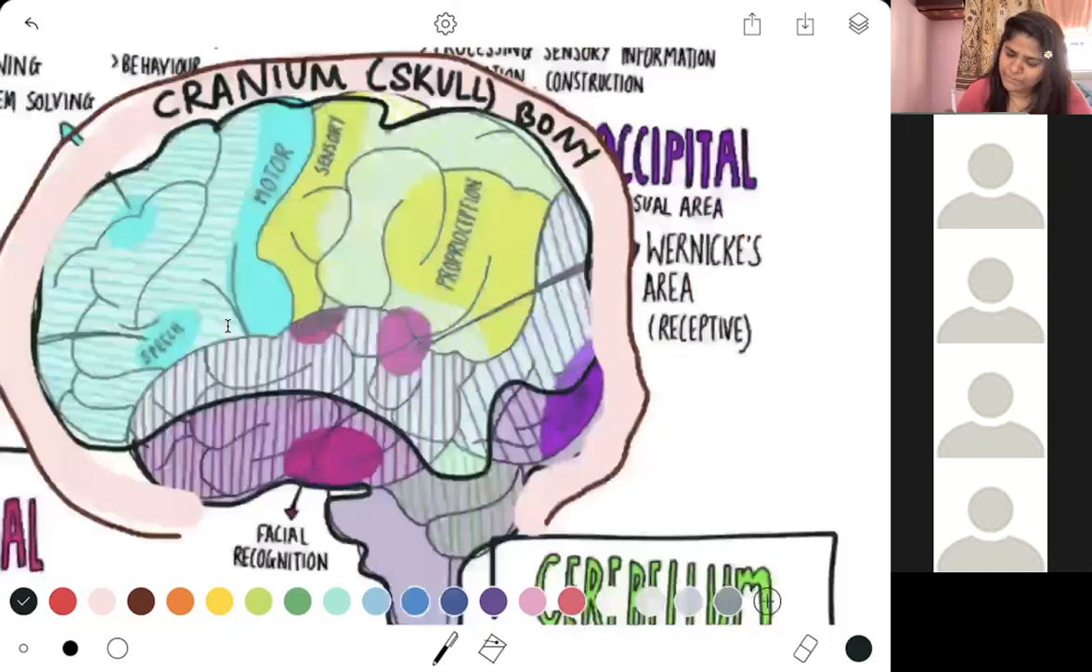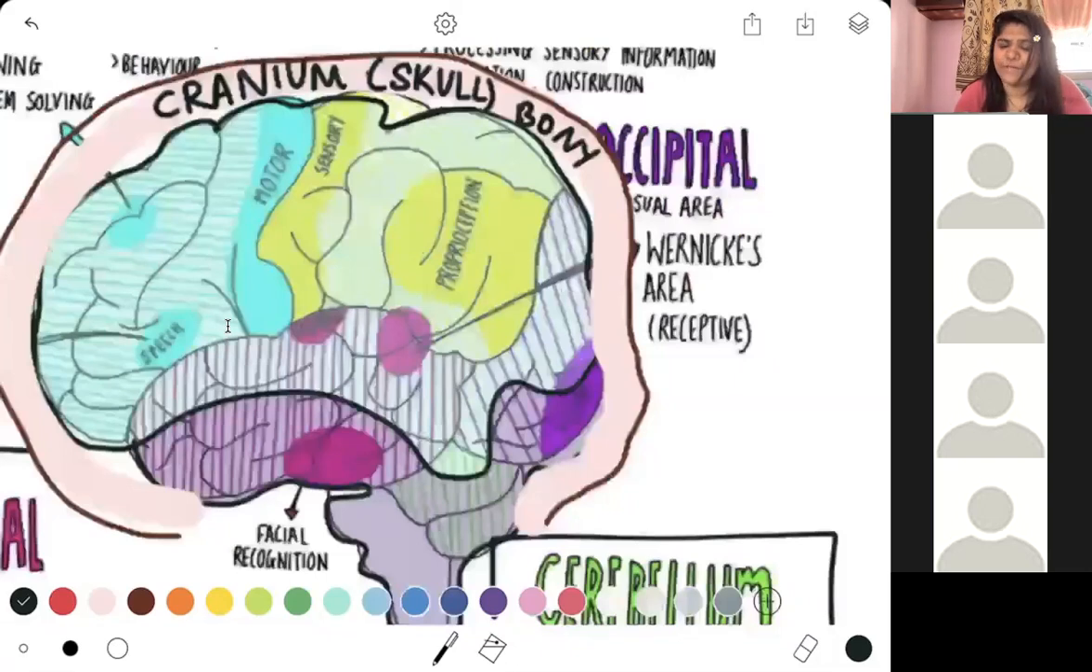Hypothalamus, pituitary. Okay, making sense? Along with this, now you see this particular region from here till the bottom.